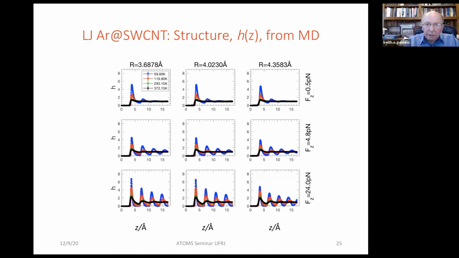Finally, this is the structure. As you expect, as you go down to lower temperatures, the blue lines are the lowest temperature. These become more long-ranged, and we're increasing the pressure here as we go down to these different results. So as we lower the temperature and increase the pressure, we see longer and longer range oscillations. This is the total correlation function.